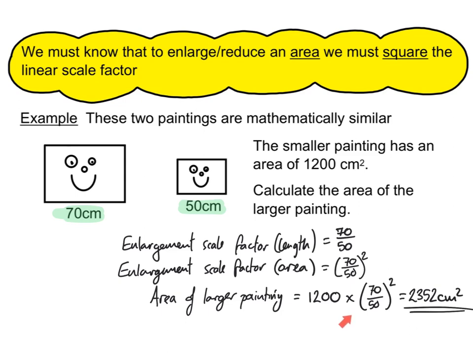Now, bear in mind, this question can also be asked as a reduction, so just be careful at the very start to work out whether you're doing an enlargement or a reduction. I suppose that's the first place in a question you can go wrong, so just make sure you're thinking about what you are actually wanting to do with this number. Am I trying to make it bigger or smaller? And that should help you get these fractions the right way around.